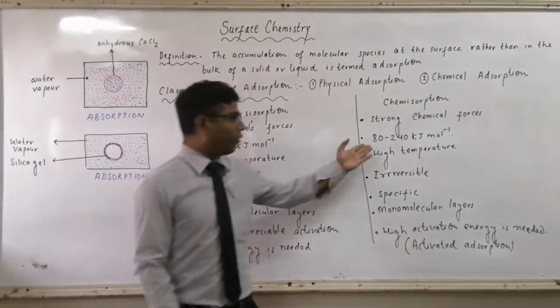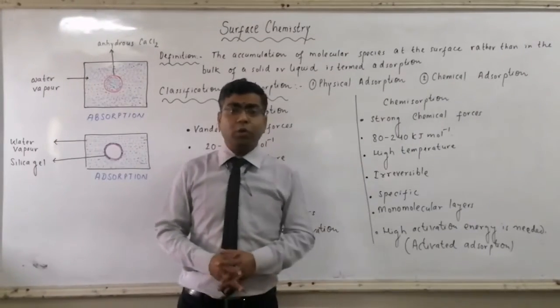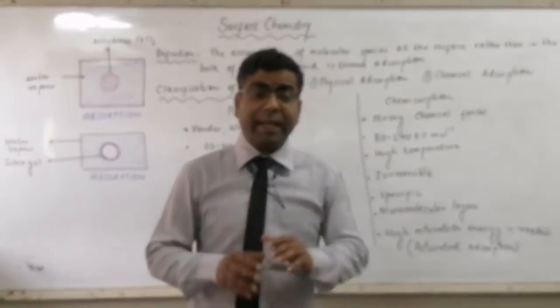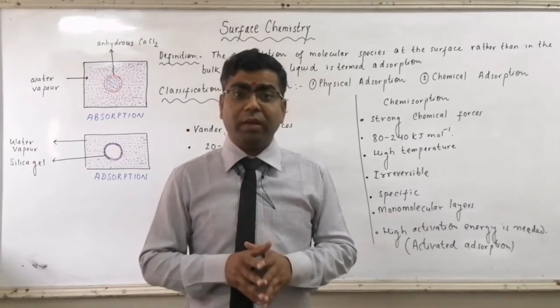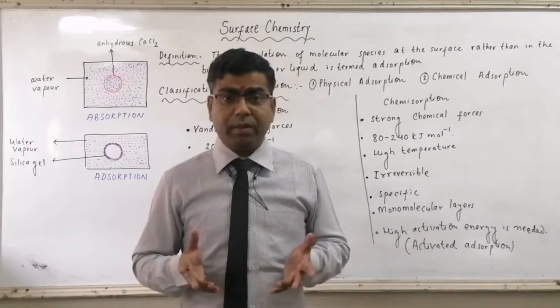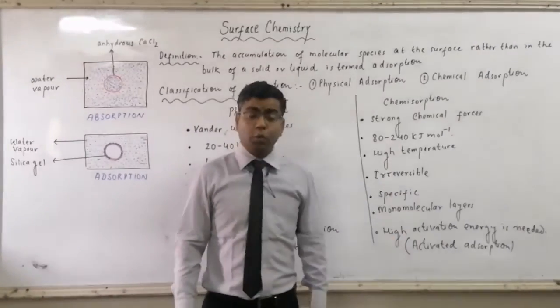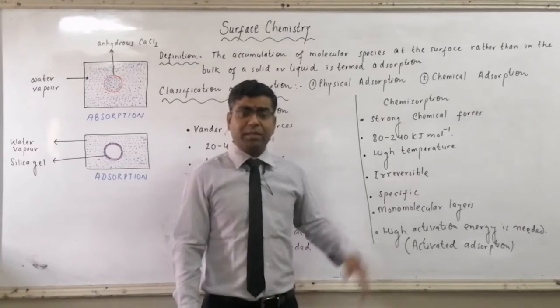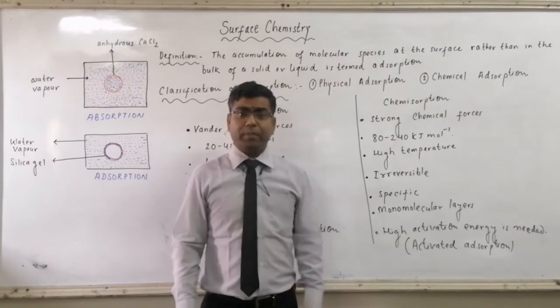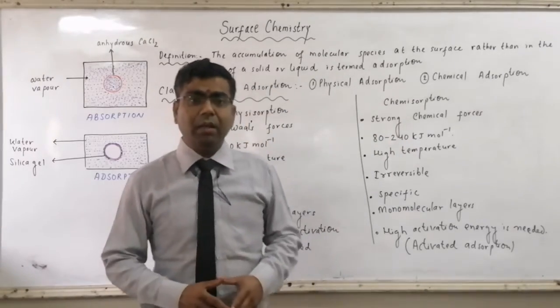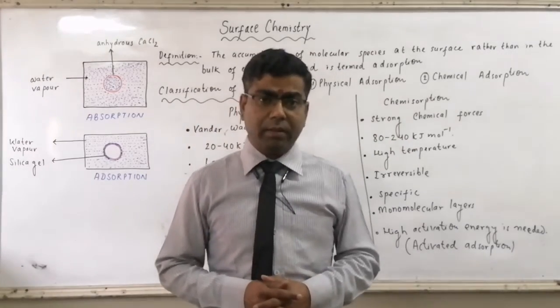But here the release of energy is 80 to 240 kilojoule per mole when 1 mole of adsorbate gets adsorbed on the surface of adsorbent. The release of energy lies in the range of 80 to 240 kilojoule. It's a very high range. The value is very high. Reason? Because strong chemical forces are there between adsorbate and adsorbent.